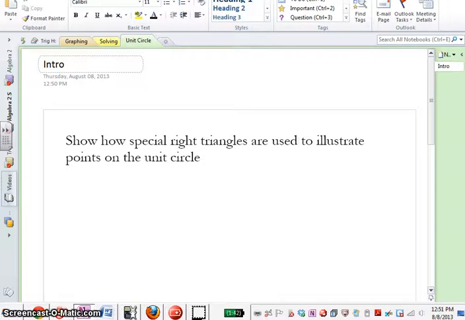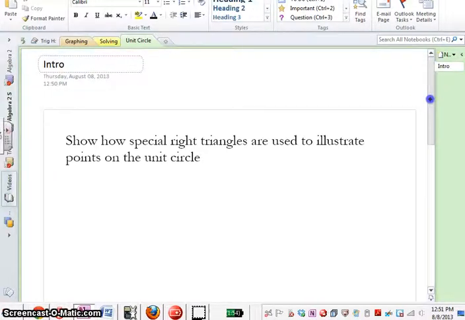The unit circle is an idea that's going to come up a number of times throughout this year. And by a number, I mean a large number. So it's going to be very important that we understand the patterns behind it and how we'll be able to use it in the future. So what we're going to do today is look at how some special right triangles that you learned about in geometry and algebra 2 can be used to remember or illustrate some of those special angles on the unit circle.